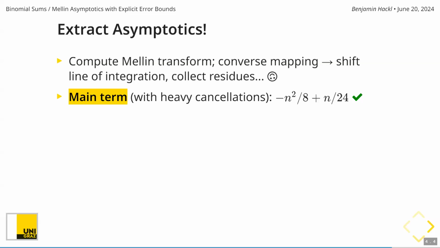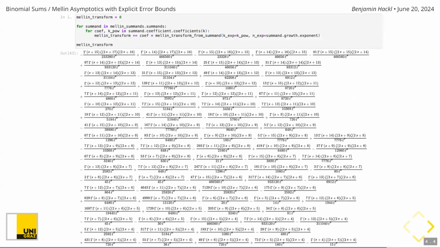The main term, if you shift the line of integration to the left and collect the residues, gets you to minus n squared over 8 plus n to the 2/4, which is exactly what we had in the beginning. So that's very nice. And the part that I want to emphasize here is this thing here: if you look closely, there are these combinations of gammas, zetas, and zetas.